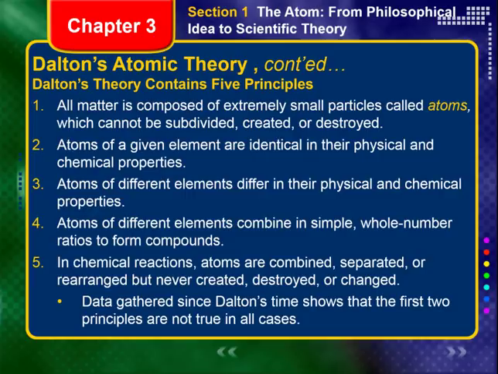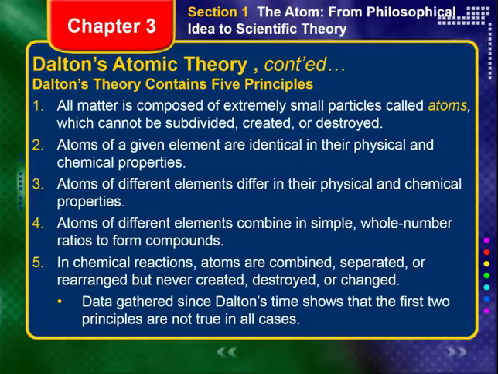On to number four. Atoms of different elements combine in simple whole number ratios to form compounds. And in chemical reactions, atoms are combined, separated, or rearranged, but never created, destroyed, or changed. Now, data gathered since Dalton's time shows that the first two principles are not true in all cases. But remember, we're not remembering this atomic theory because of its, quote-unquote, correctness, but because it was the very first atomic theory that was generated.